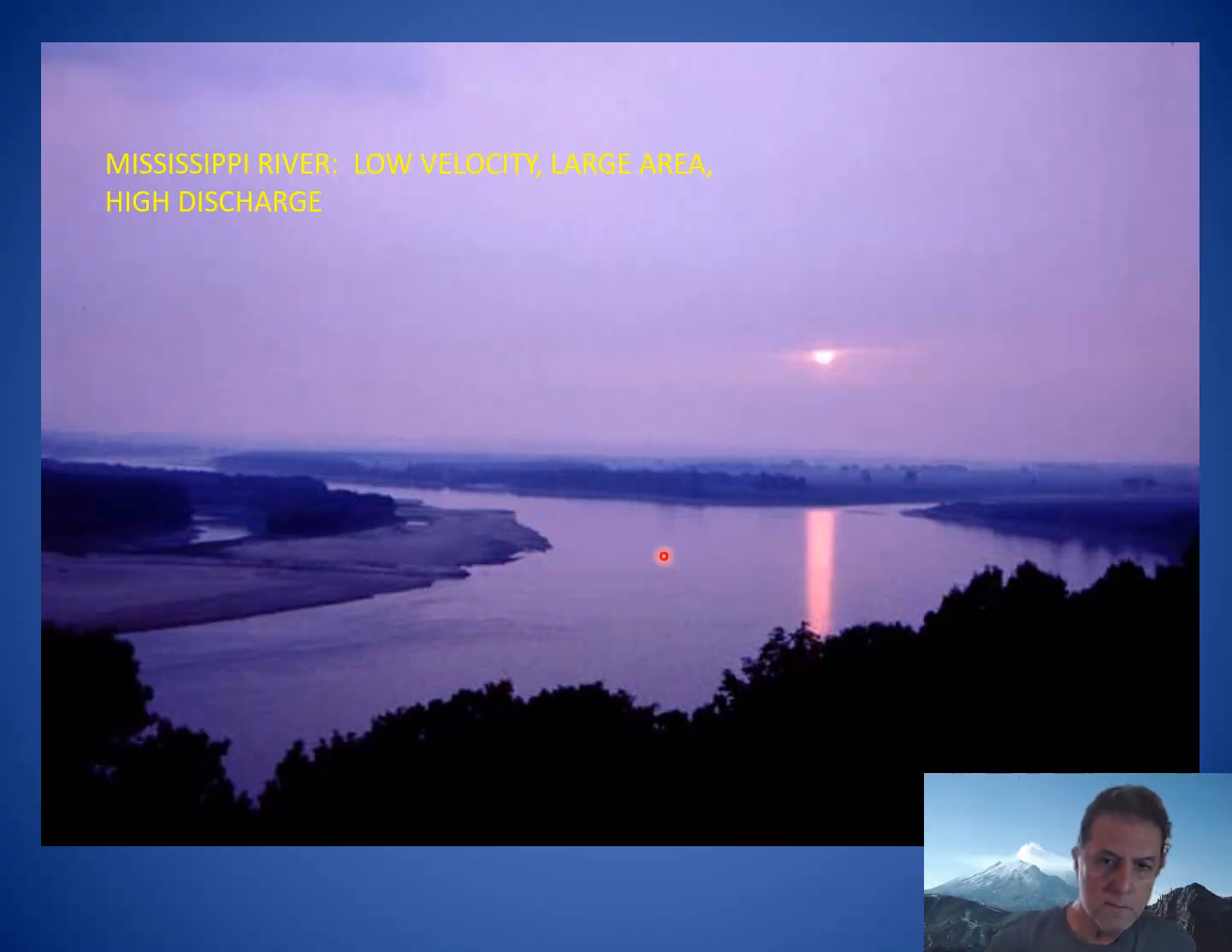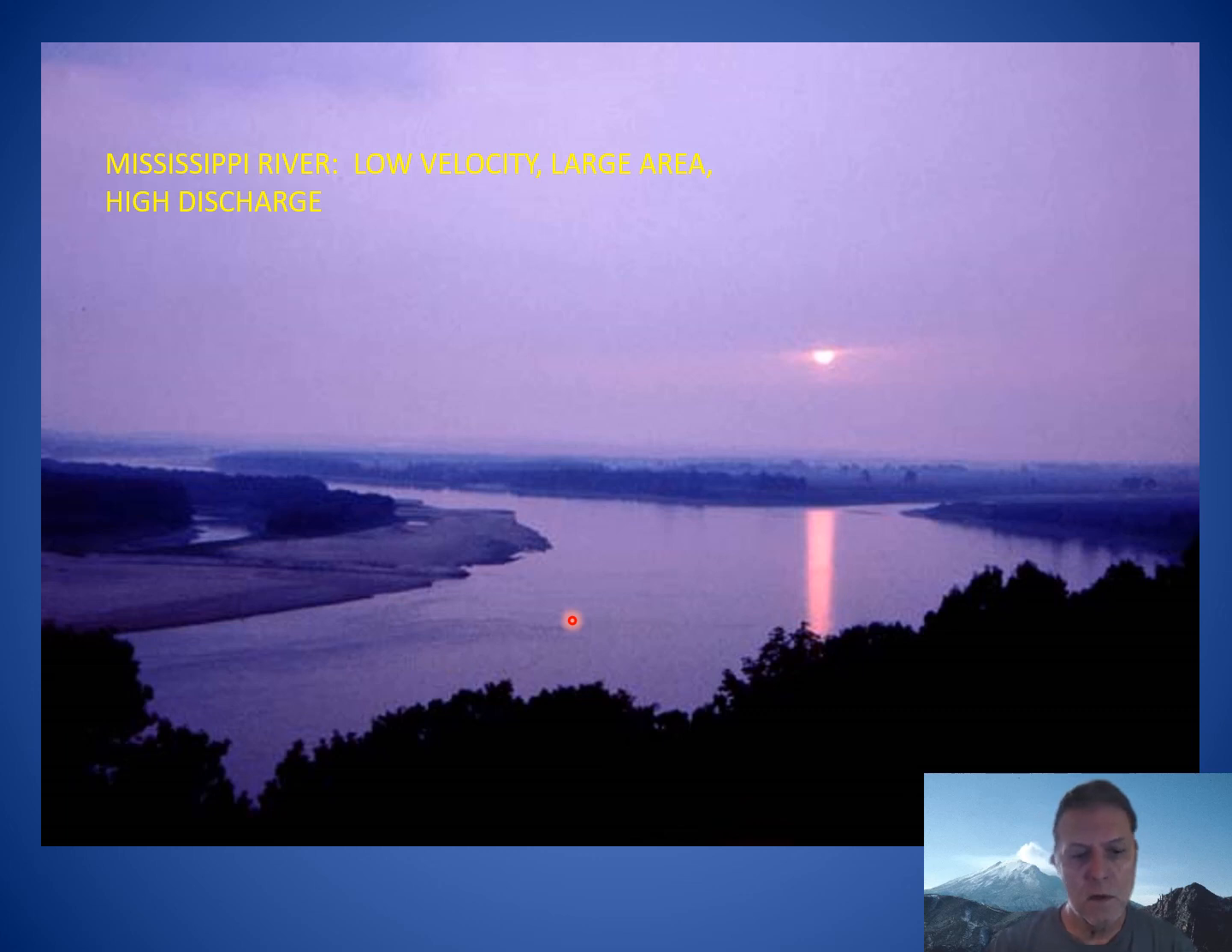By contrast, this is a section of the Mississippi River near its mouth, near New Orleans area. Low velocity, because the channel gradient or the slope is almost flat. So it's a slow flowing water. But it has a large cross-sectional area. In some places, Mississippi River channel is a mile or more across. High discharge, which means high volume of water being discharged through a given cross-section.